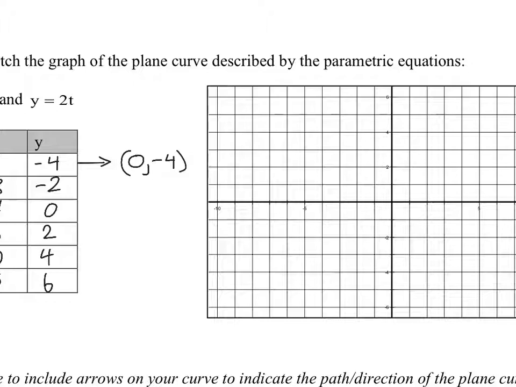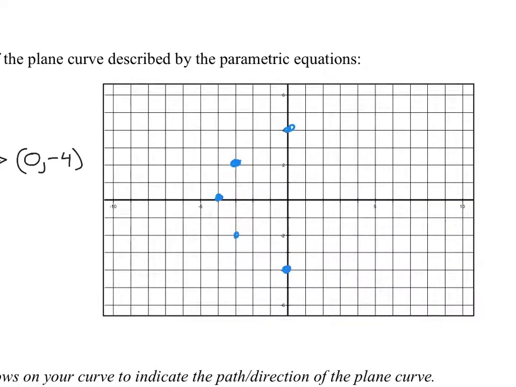So 0, -4. Plot that. It's about right here. -3, -2. -4, 0. -3, +2. Trying to make it a nice filled-in circle. 0, 4. And finally 5, 6. So I got to scroll over a little bit. All right, connect it with a nice smooth curve. I'm going to change my thickness. Just got to remember to change it back.